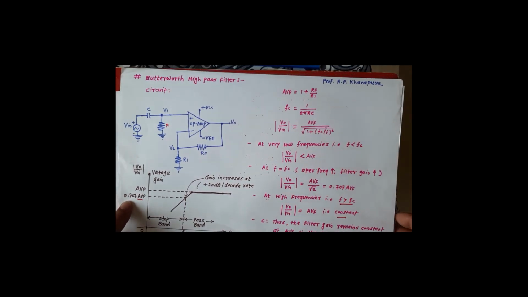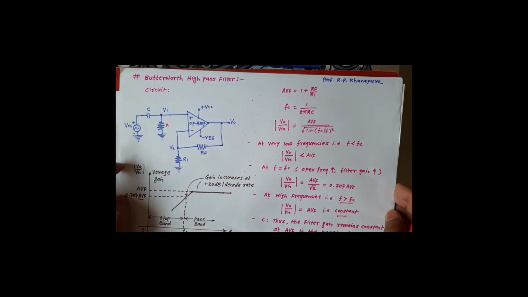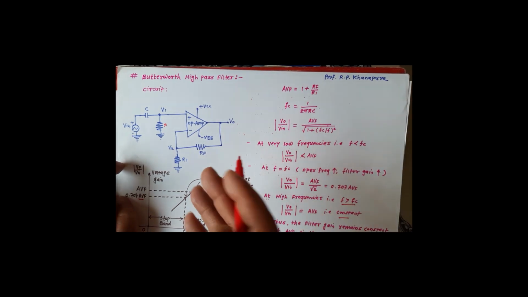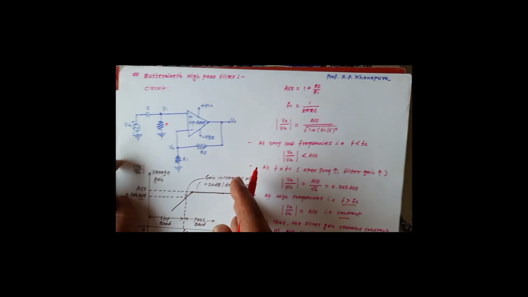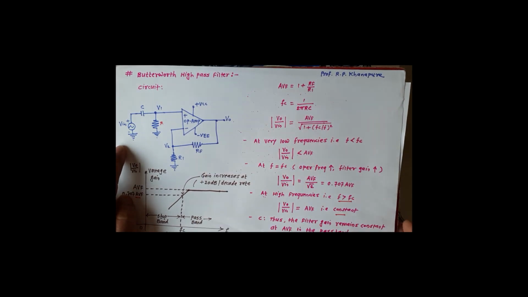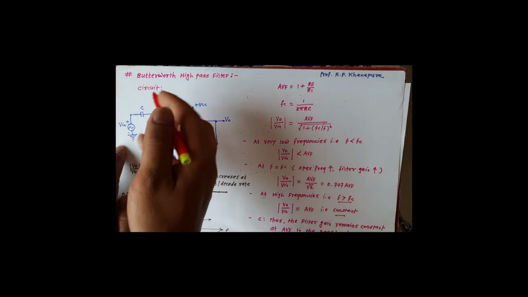Such high pass filters are used in various applications. It also helps in the removal of noise. It is also used to sharpen images. Like this, various uses are there for the high pass filter. So this is called a Butterworth high pass filter. In the next video, we will see the second order Butterworth high pass filter.